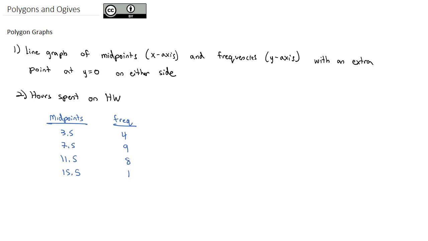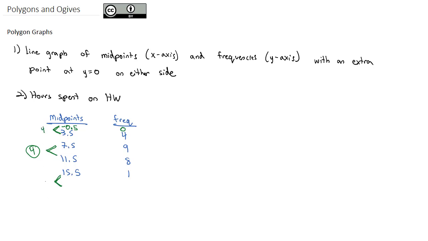But we need to have an extra point at y equals 0 on either side. If you remember, the gap between midpoints, or the width of each class for this example, was 4, which means we're going to add an extra point at the end and at the beginning of this data values. So we're going back 4 units from 3.5. That's going to be negative 0.5. And there we're going to have a frequency of 0.